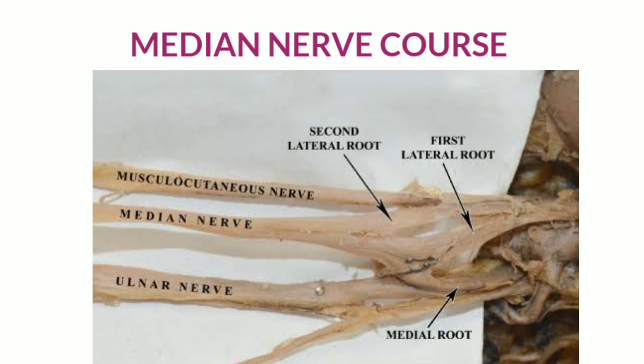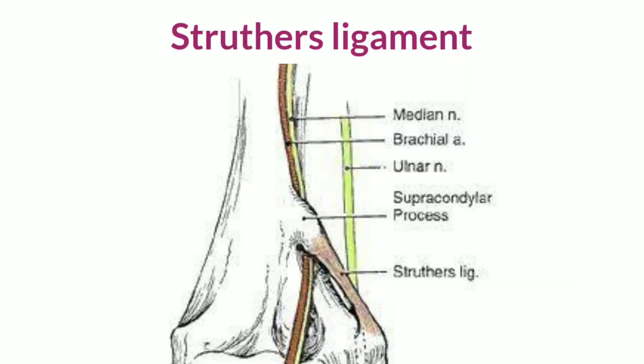This median nerve, before entering the cubital fossa, enters Struthers ligament, which is formed by the supracondylar ridge. There is a spur on the supracondylar ridge. A spur is nothing but an extension of the bone. So the spur on the supracondylar ridge forms this ligament and joins with the medial epicondyle of the humerus. Through this, the median nerve and the brachial artery together pass.